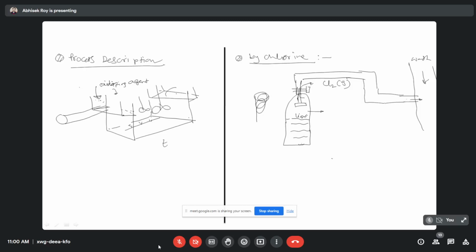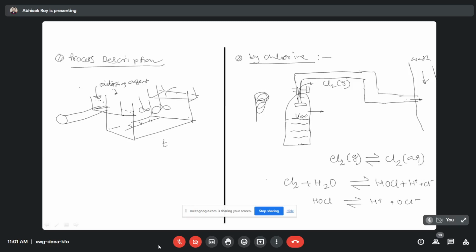So there, what will happen? Chlorine gas will be converted to chlorine aqueous solution, right? What is the meaning of chlorine aqueous solution? That means chlorine will react with the water. By reacting with the water, it will form HOCl plus HCl. We know this, right? Now this HOCl further dissociates and forms H plus and OCl minus.